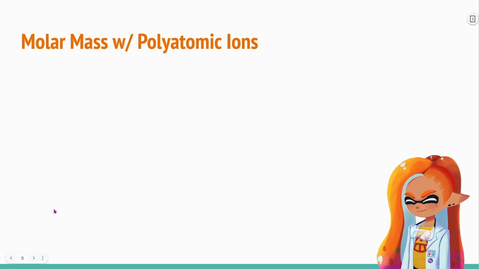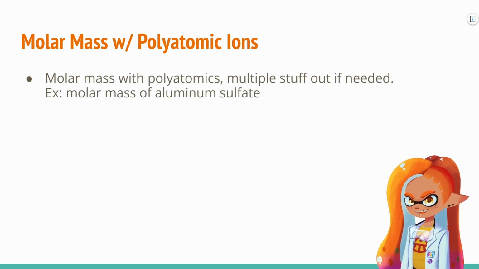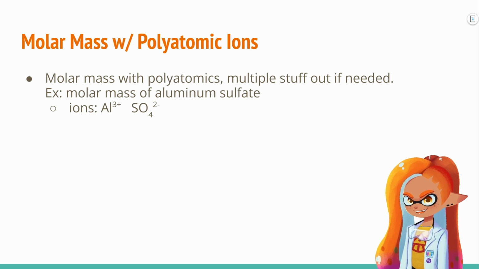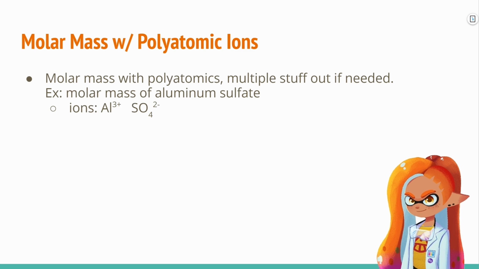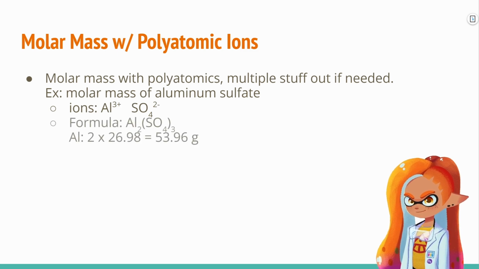Okay. If we need to calculate molar mass with polyatomic ions, you want to be very, very careful, and you need to multiply stuff out. That is the thing that confuses students. So here are 2 ions. Let's say we're getting the molar mass of aluminum sulfate. Aluminum is +3 and sulfate is -2, and in ionic compounds, we need to balance those charges. In order to balance those charges, I'm going to need 2 aluminums and 3 sulfates. So when I write the formula for that ionic compound, I get this.